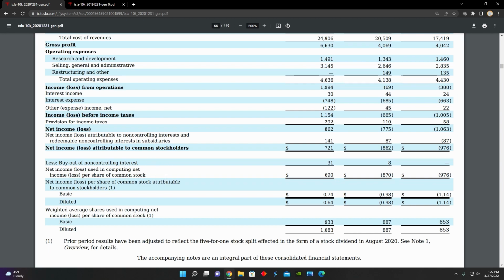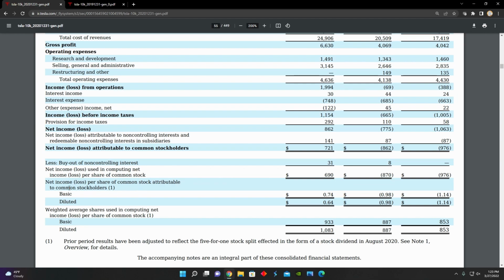Then we see net income used in computing net income per share of common stock. So the net income per share of common stock are these metrics right down here. And so this value is basically just letting us know the actual net income amount that Tesla used in their calculations for their earnings per share. And we can see right here, it looks like they basically just took the net income attributable to common stockholders and then subtracted the amount they paid to buy out non-controlling interests, and that gave them the number that they used to compute their earnings per share.